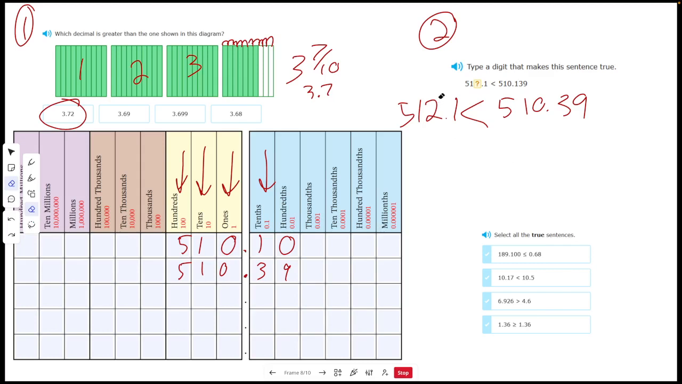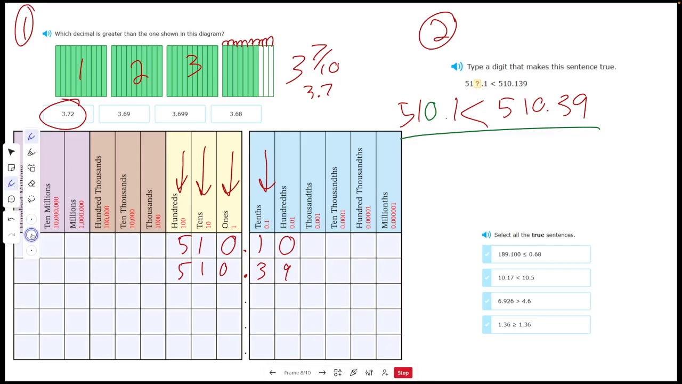Because I read it. So let's look at this right here. Let's look at this answer I wrote. I'm going to highlight it here. Look at this answer I wrote in green. The way you read this, 512.1 is less than 510.39. That is wrong, right? 512 is not less than 510. So the numbers 1, 2, 3, 4, 5, 6, 7, 8, 9 are incorrect. The only right number that you can put here is the 0. The only number you can put there is 0. 510.1 is less than 510.39. My mistake.